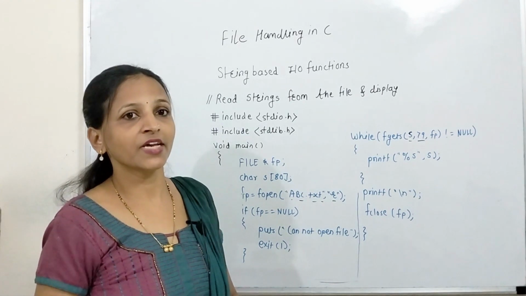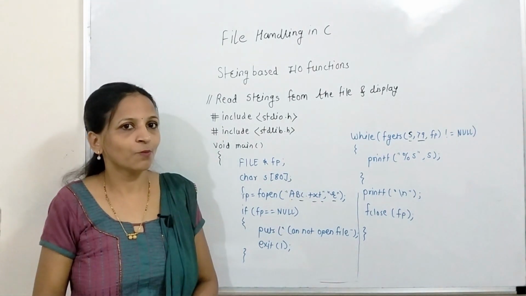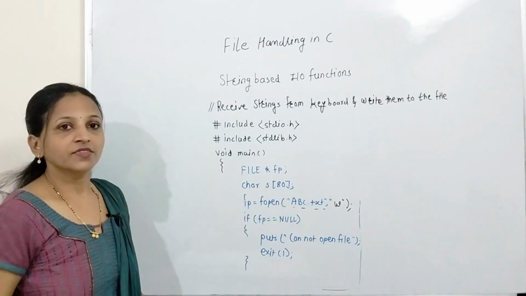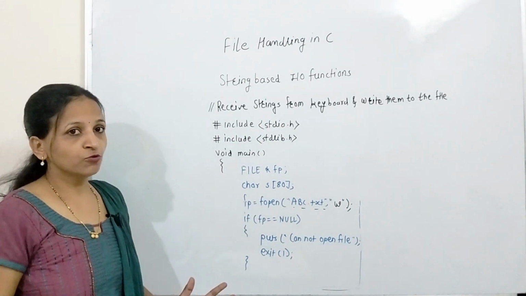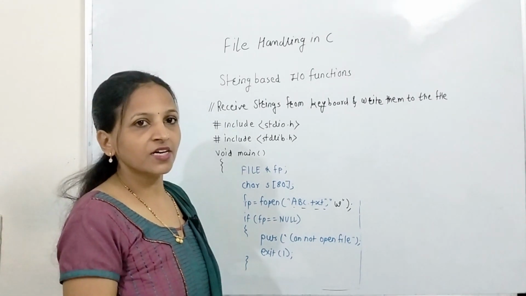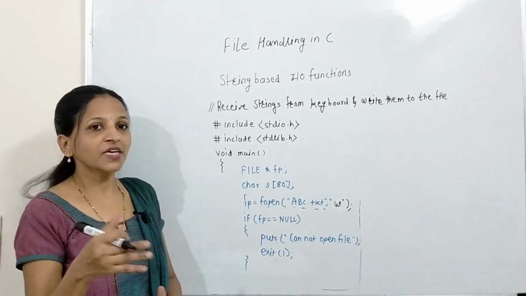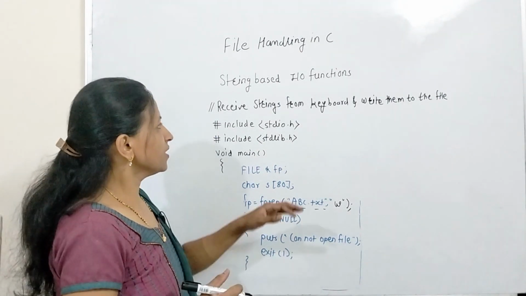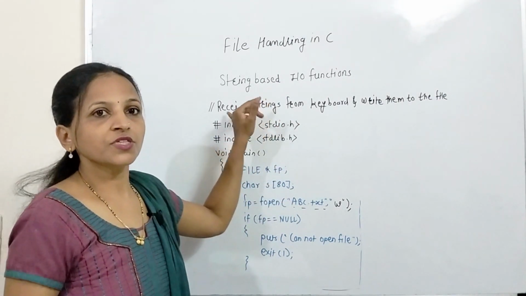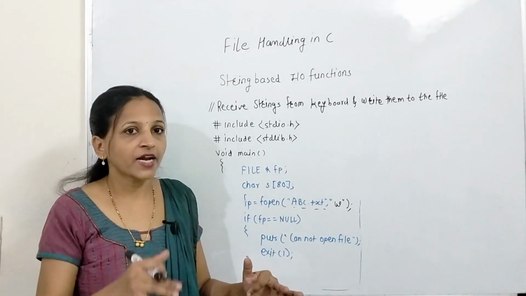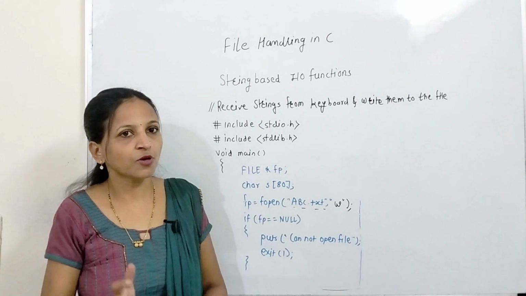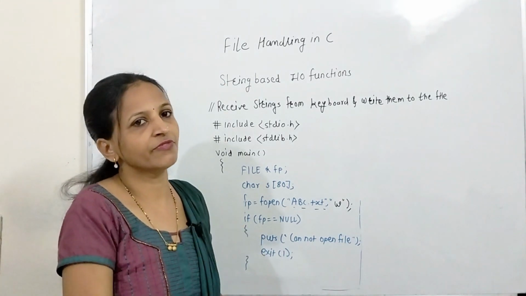In the same way, we can write contents to the file with the help of the fputs function. Now see how to do that. Now let us see one program where we will use that fputs function to write contents to the file. Here string by string we will write contents inside that file. The program is to receive strings from the keyboard and write them to the file. Means here we have to accept strings one by one from the user and write those to the file.